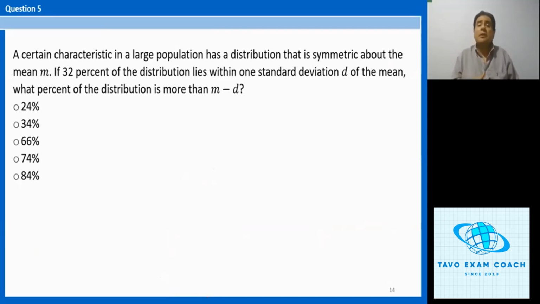Question 5. A certain characteristic in a large population has a distribution that is symmetric about the mean M. If 32% of the distribution lies within one standard deviation d of the mean, what percent of the distribution is more than M minus d?